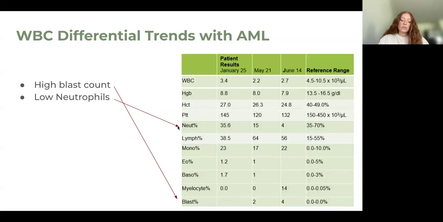Neutrophils are going to be low. Neutrophils are a type of white blood cell. They're very common. There's a lot of them, and they are responsible for fighting infection. And so those are more than likely going to be low as well.